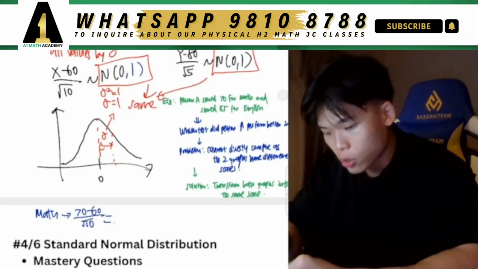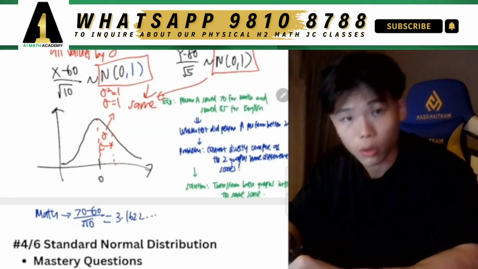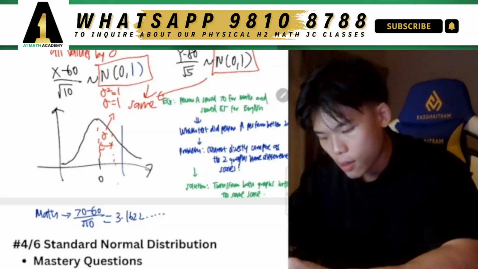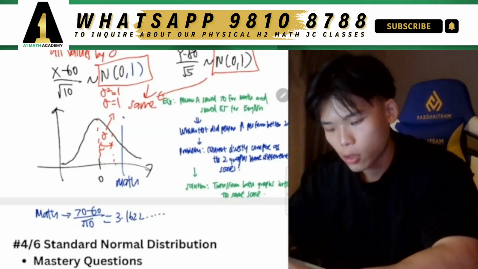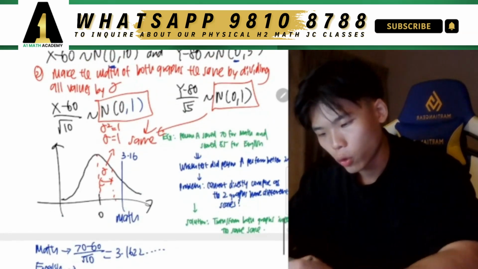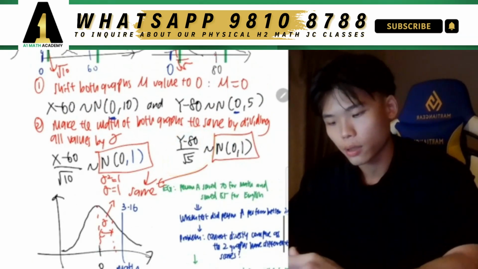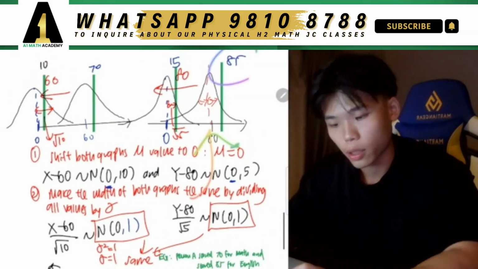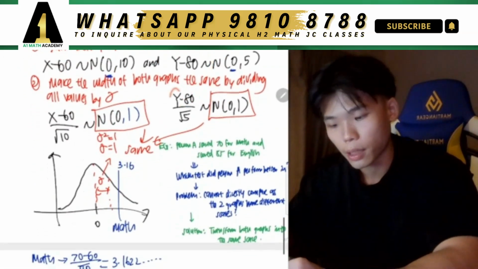And that will be 3.1622... Right? So that means my math score is somewhere here, 3.16. And then my English score would follow this equation over here, because it originally was on this graph over here. So 85, right? So I just need to sub 85 over here.